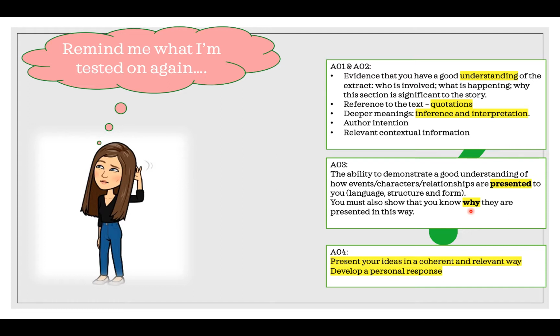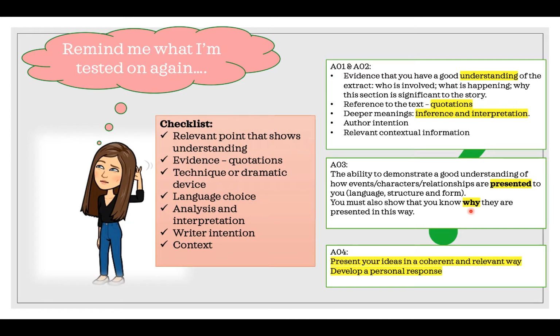And finally, AO4, which is really just about how you write up your answers. It's how you present your ideas in a coherent and relevant way, but also how you are developing a personal response. How are you responding to the quotations that you choose? How are you interpreting them? How are you making inferences? And what is it that you want to say about how characters or events or relationships are presented and why?